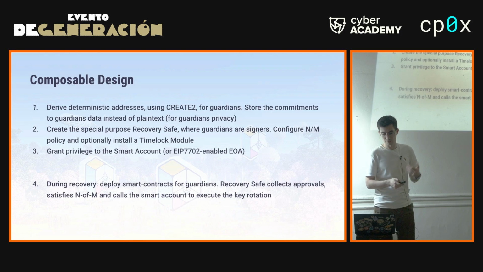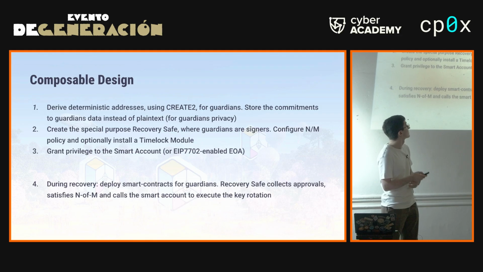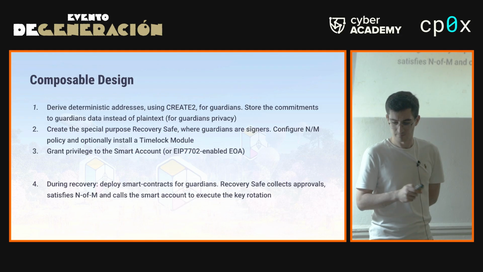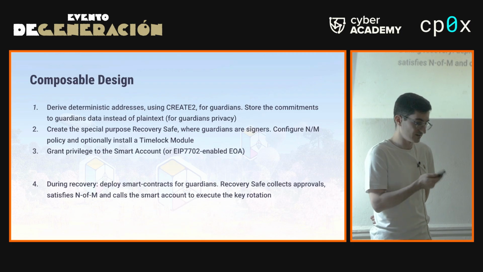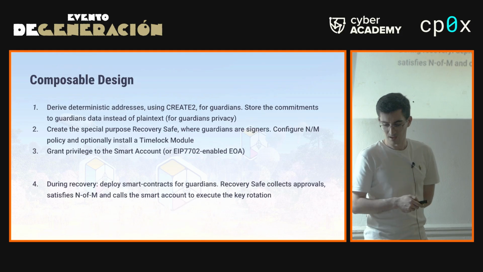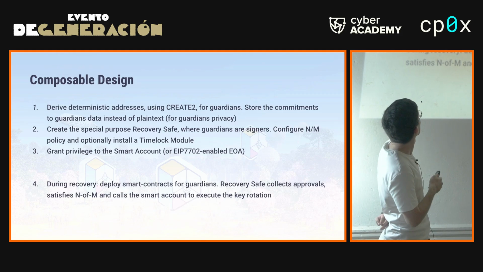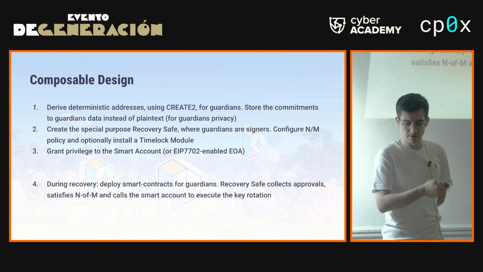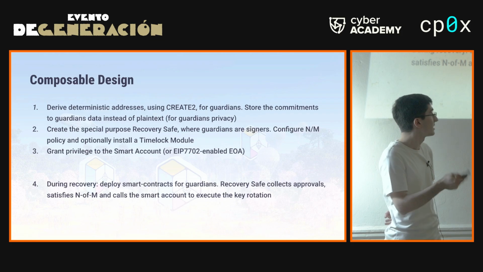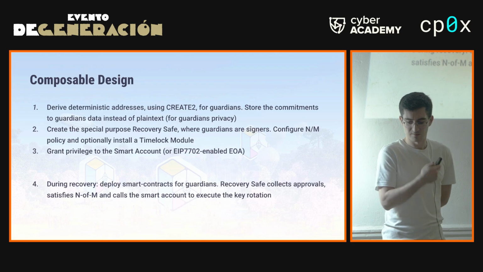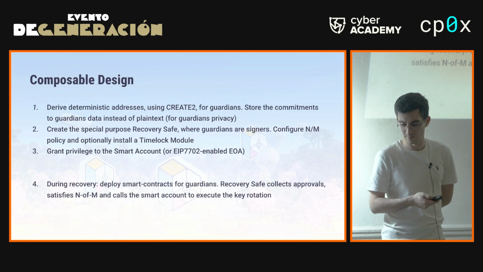addresses using CREATE2 for Guardians and store the commitments to Guardian's data instead of plain text. So basically it's needed for Guardian's privacy. Then we create a special-purpose recovery Safe, like a multi-sig, where Guardians are the signers. And then in the Safe, we can configure a threshold policy and optionally install a time lock module there. And then we can grant a privilege to the smart account we are trying to set social recovery for. It can be a smart account or a 7702-enabled EOA.